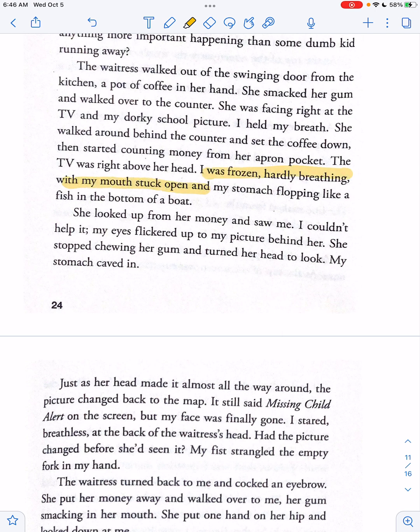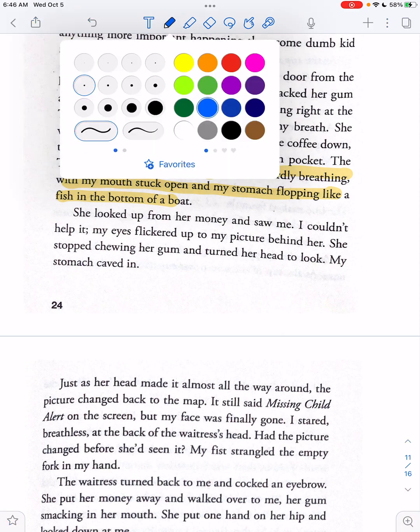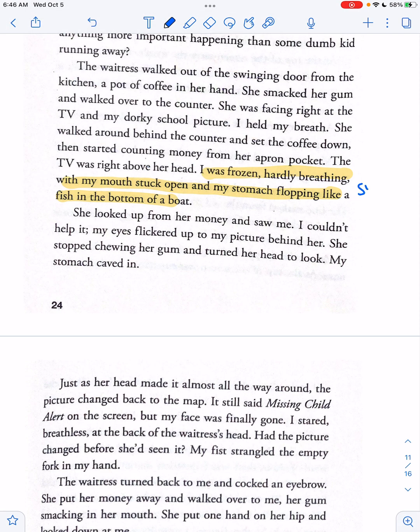Okay, this moment, his stomach flopping around like a fish in the bottom of a boat. This is a great simile.